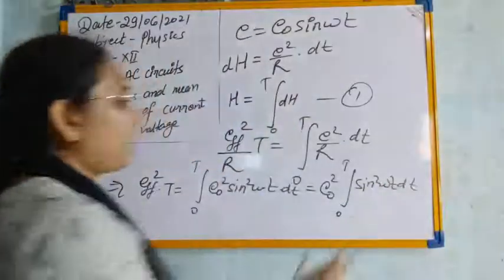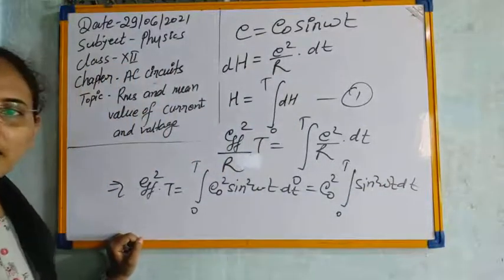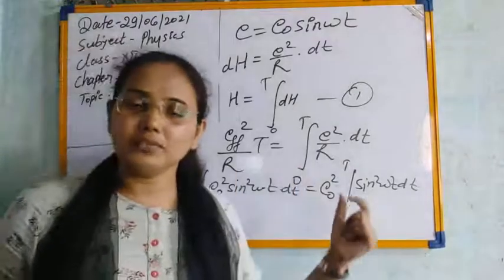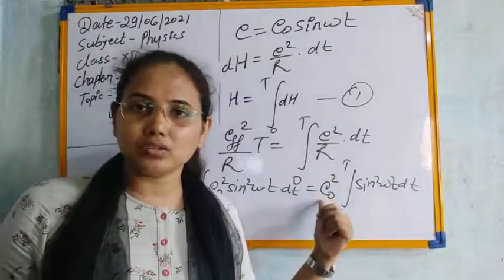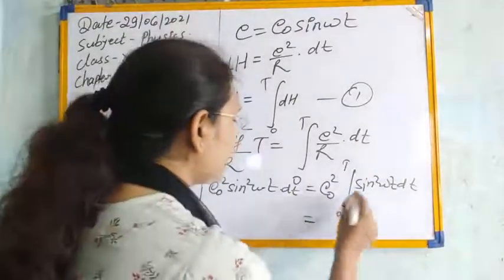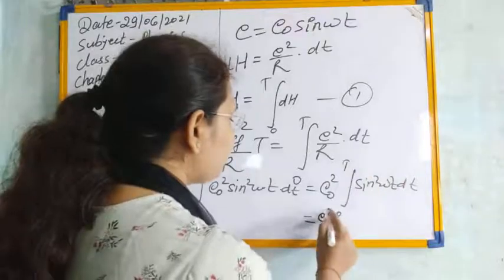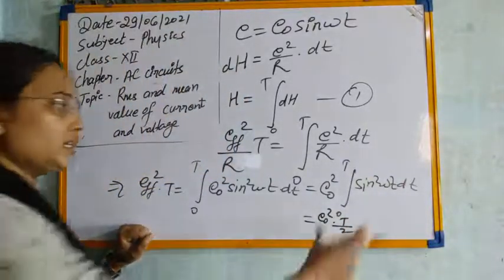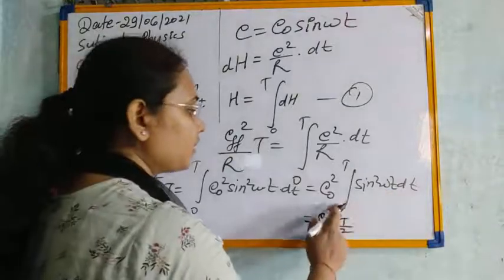Just now we have obtained the value of sin square omega t in the calculation of the alternating current. So let's utilize that concept here. If you solve it directly, its value is obtained to be equal to T by 2. So the solution of this whole integral is T by 2.